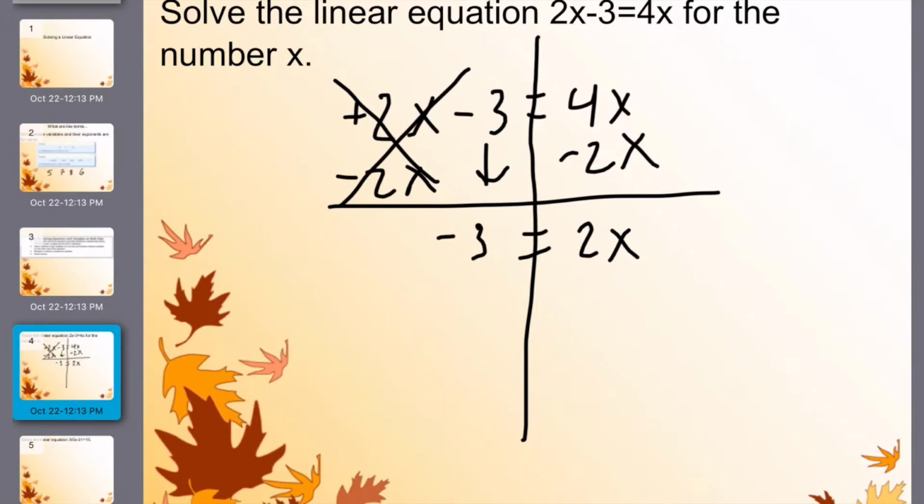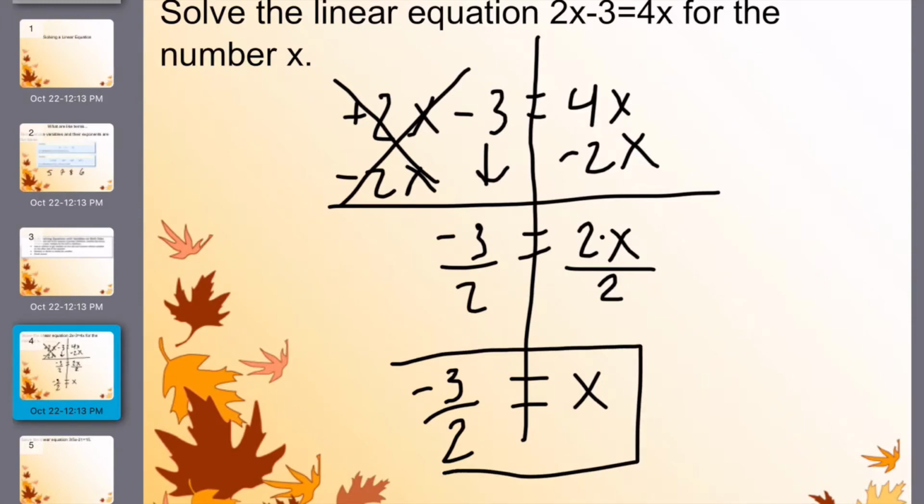Now, this 2 and x are being combined together through multiplication. So in order for me to get my x by itself, as in x equals, I need to do the opposite of multiplication, which means I need to divide. So I do the opposite of multiplying by 2, which is dividing by 2. And in fact, my final answer is going to be negative 3 over 2 equals x.